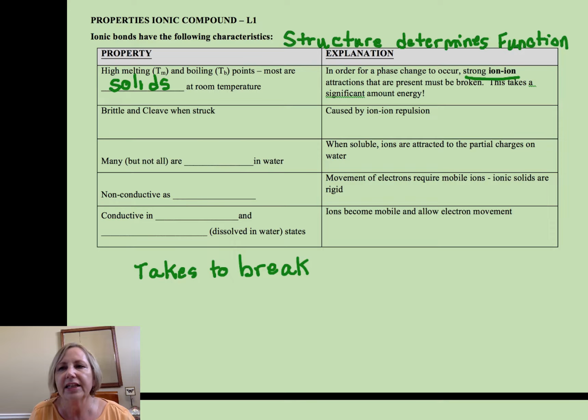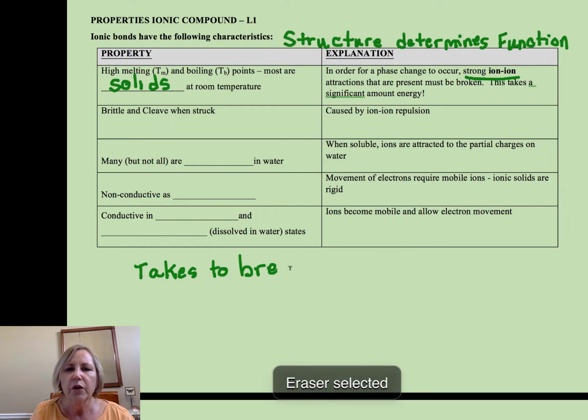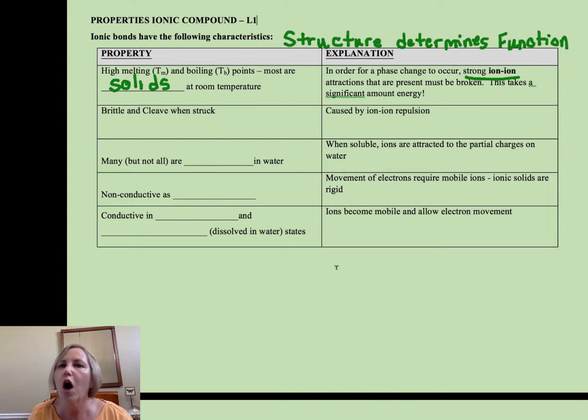The other thing is that they're brittle. So if you take a rock salt that you might use for making ice cream, took a hammer to it, it's going to crush very quickly. You can use a mortar and pestle to crush salts. And that's because, if I can give you something of an image of this, an ionic compound is alternating positive and negative charges.